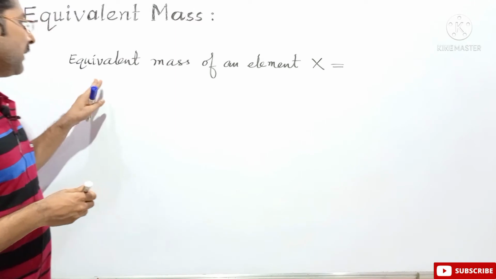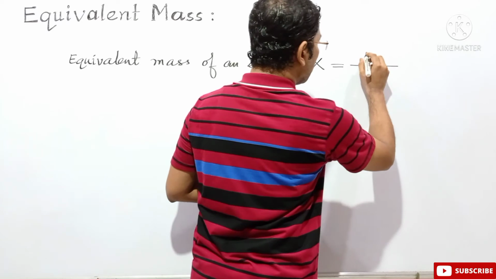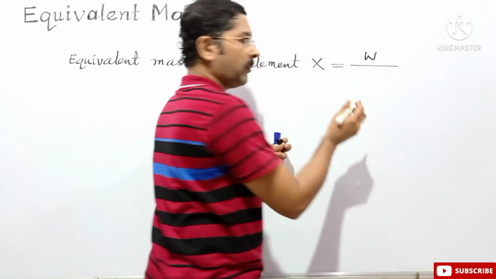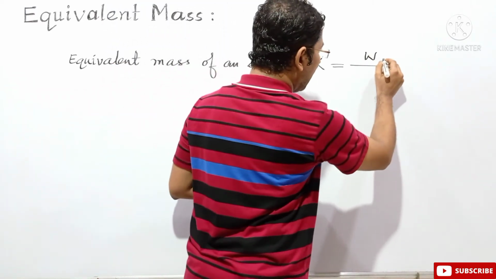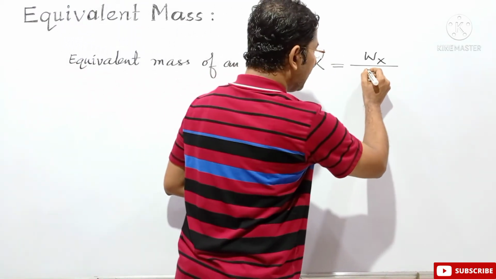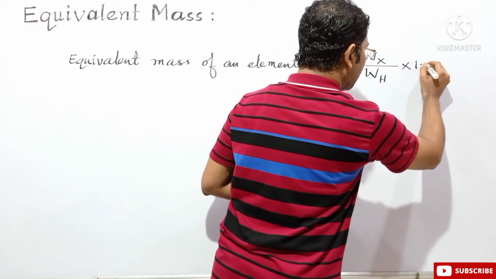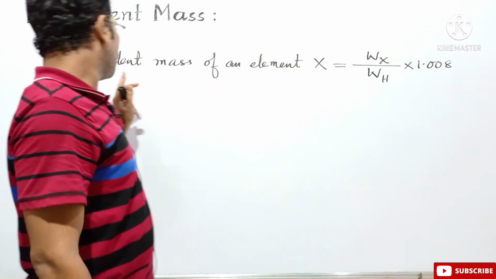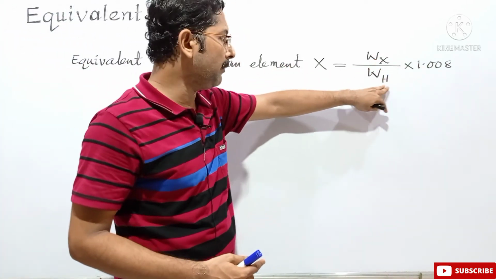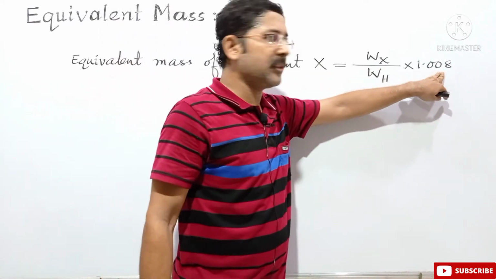So we can write, equivalent mass of an element X is equal to the mass of the element, or weight of the element. W represents the weight of the element, so this is Wx. Wx is the weight of the element which combines with Wh part of hydrogen, into 1.008, right? So the equivalent mass of an element X is equal to the mass of the element divided by the mass of hydrogen with which the element combines, into 1.008.